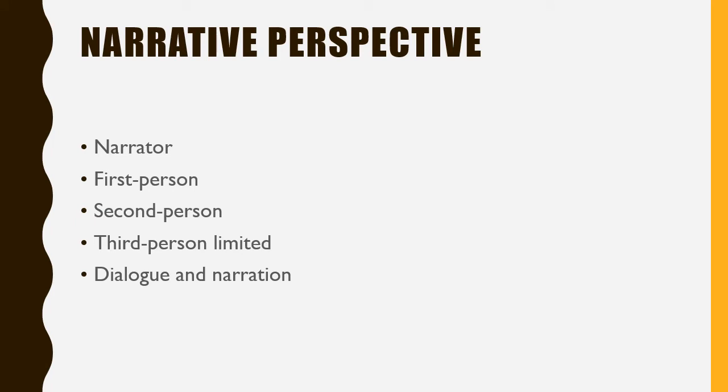Let's talk about perspective. When you read a story, the narrator or storyteller controls everything you know about the characters and events. A writer's choice of a narrator determines the point of view of the story, the perspective from which the story is told. There are three main types of narrators, or points of view, and these are first person, second person, and third person limited.